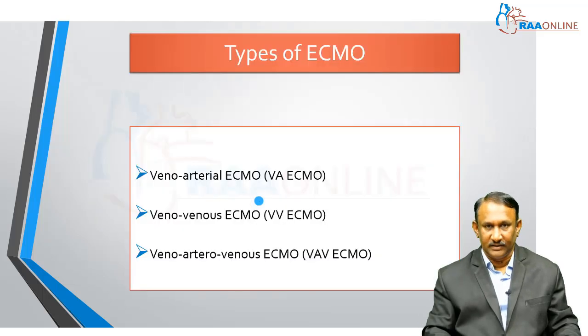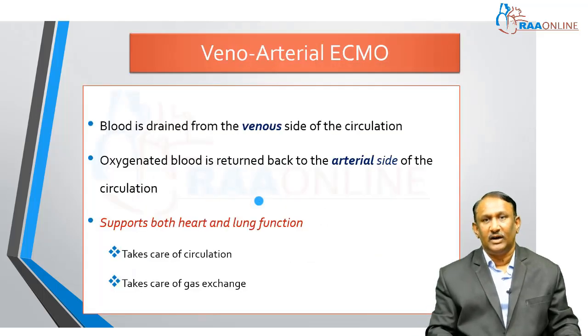So let us look at the first type of ECMO, that is a veno-arterial ECMO. So what happens here? We drain the blood from the venous side of the circulation, and once you pass it through the pump and oxygenator, you return that post-oxygenator blood to the arterial side of the circulation. This goes with a good pressure, as good as our normal mean arterial pressure, to the arterial side of the circulation.